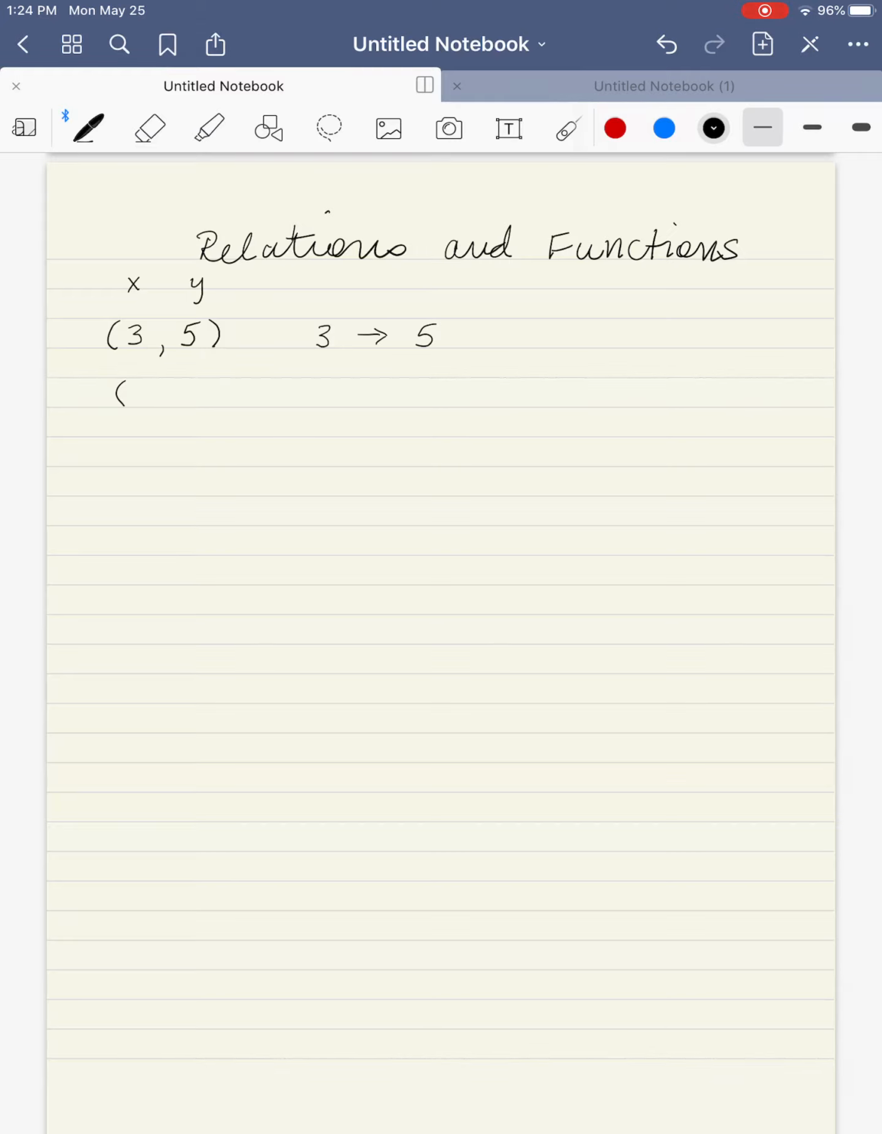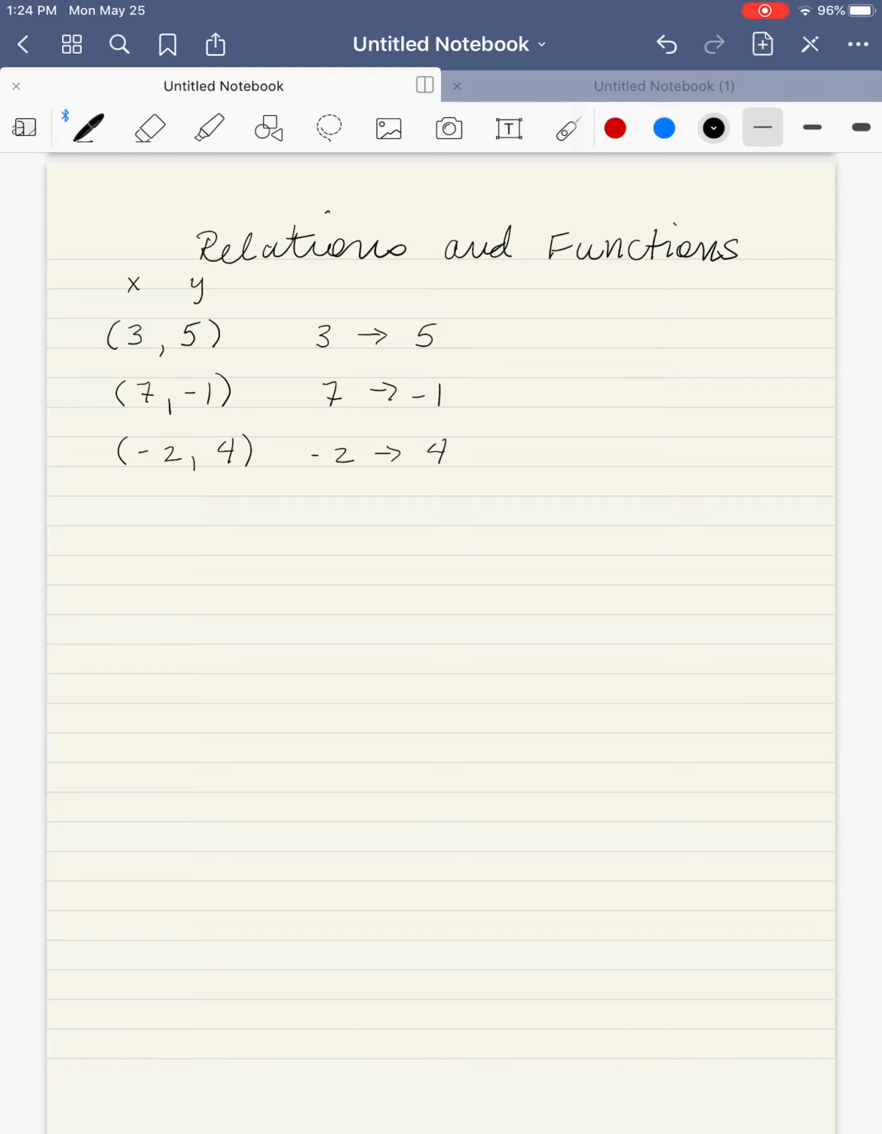So if I have a list of ordered pairs, and I'm just making these numbers up, they really don't have any mathematical significance. I'm just completely making them up. That means that 7 maps to -1 and -2 maps to 4.